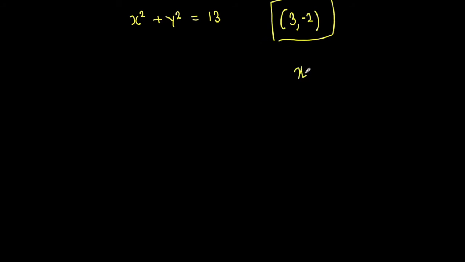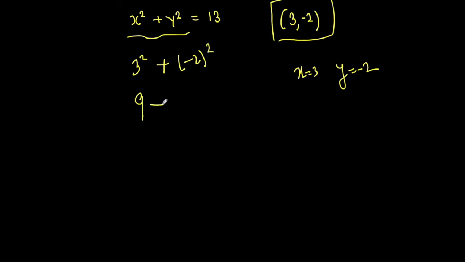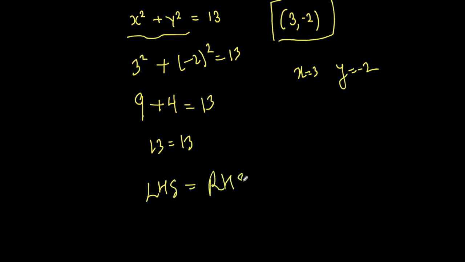So what I will do is put x equal to 3 and y equal to -2 into the left hand side. So x is equal to 3, so 3 square plus (-2) whole square. What you will get here is 9, and here you will get 4, and that is equal to 13. So in this case 13 is equal to 13. So LHS is equal to RHS, so this point is on the circle. Okay, hope that is clear to you.